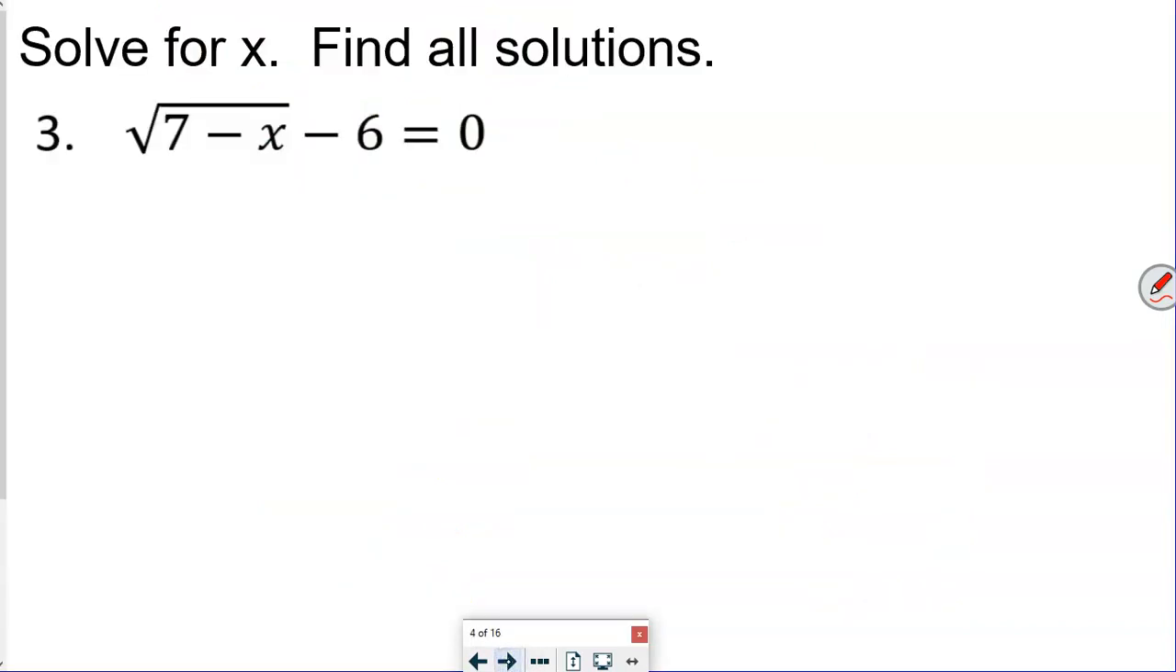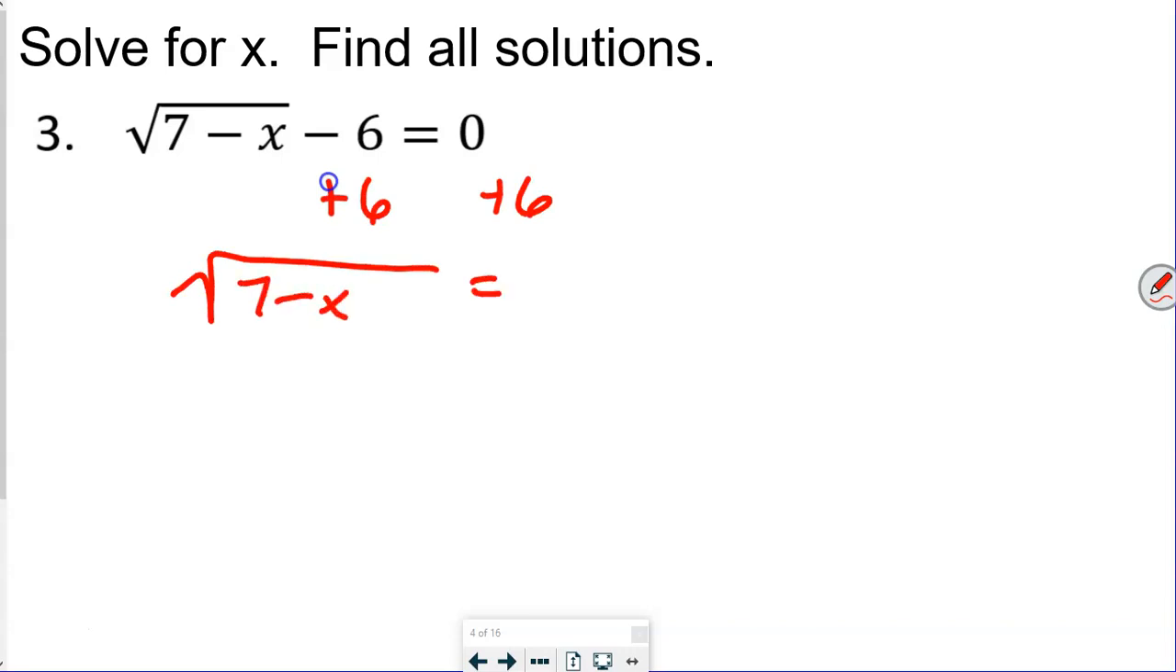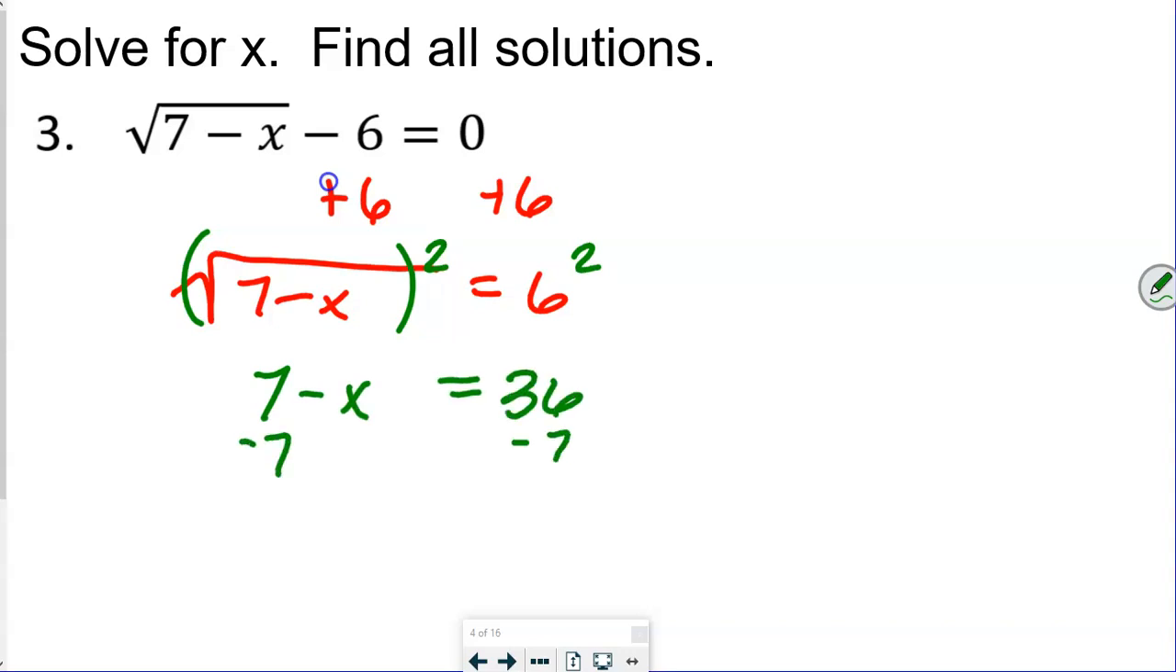The next one, first thing I'm going to do with this one is add 6 to both sides. Okay, so that's going to give me 7 minus x equals 6. Then we're going to square both sides again to get rid of the square root. So that gives me 7 minus x equals 36. Then we're going to subtract 7. So minus x equals 29.